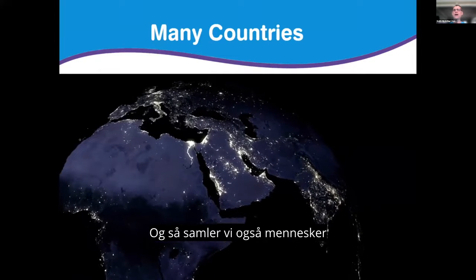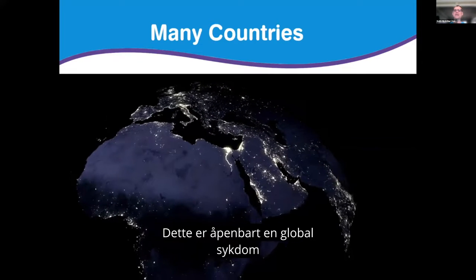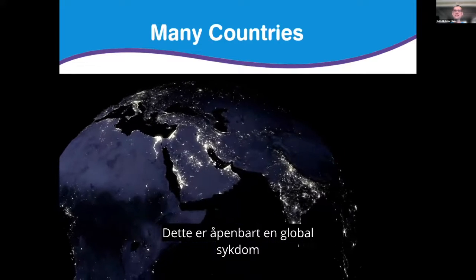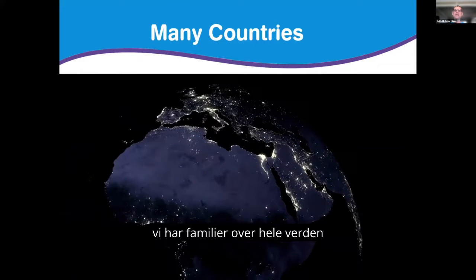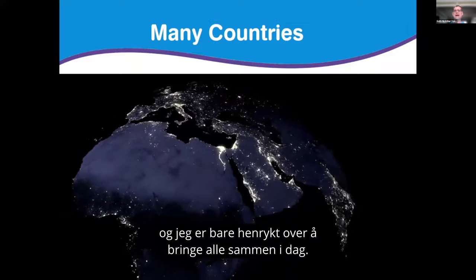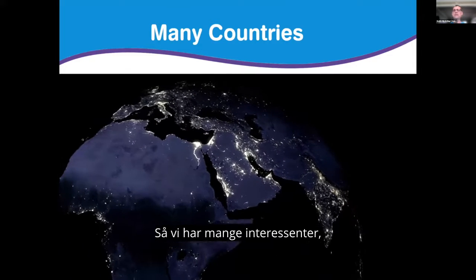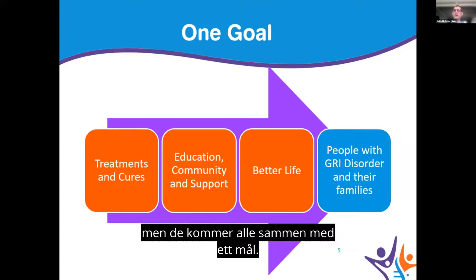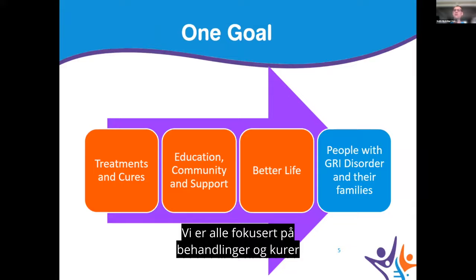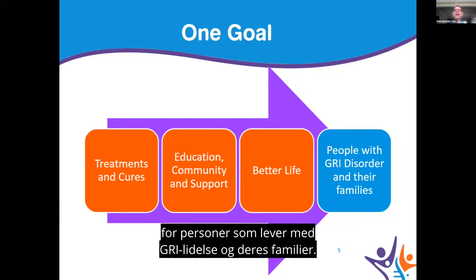And then we are also bringing together people from many, many countries. This is obviously a global disease, and CureGRIN is a globally focused foundation. We've got families all around the world, and I'm just thrilled to bring everybody together today. So we've got many stakeholders, many genes, people in many countries, but they're all coming together with one goal. We're all focused on treatments and cures, on education, community, and support, and on creating a better life for people living with GRI disorder and their families.